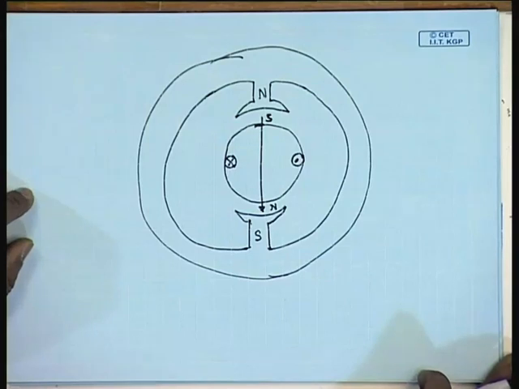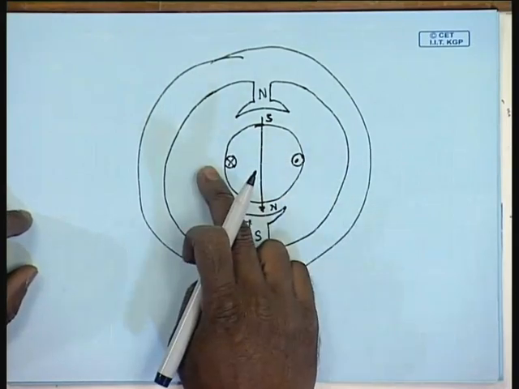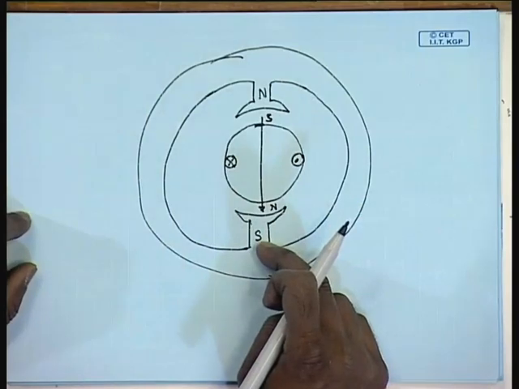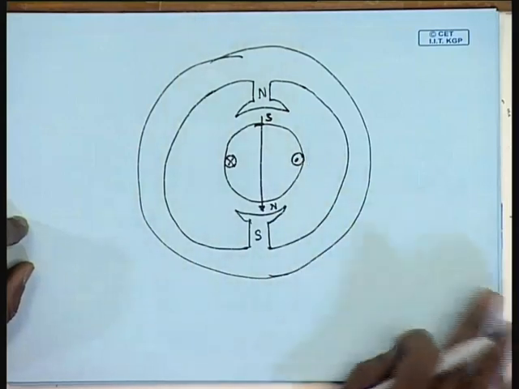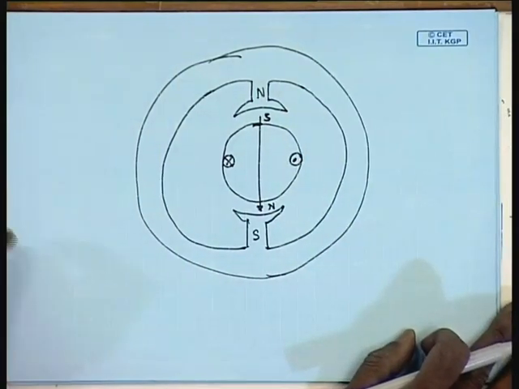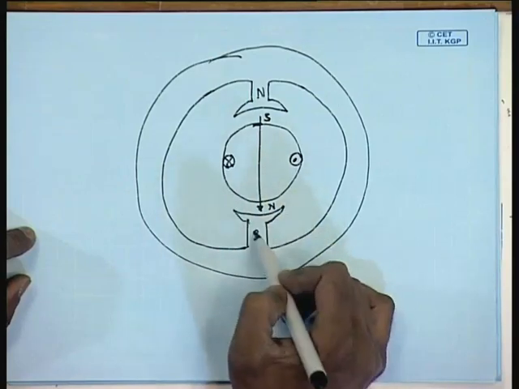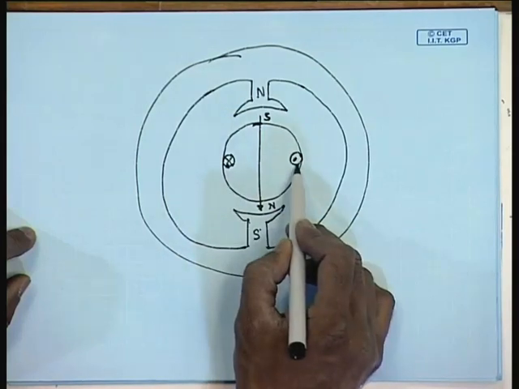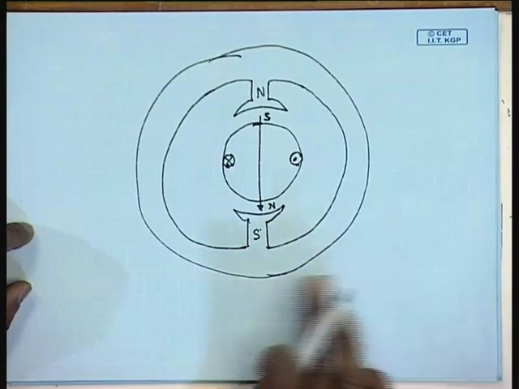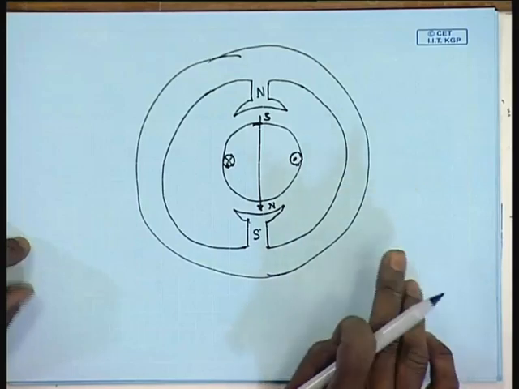If we want to make this rotation continuous, we will need to change either the polarity of this or the polarity of this. In a DC machine, it is the polarity of the rotating conductor that is changed. That is, at this point we make this a dot and this a cross, so that the repulsive and the attractive forces continue in the same direction.